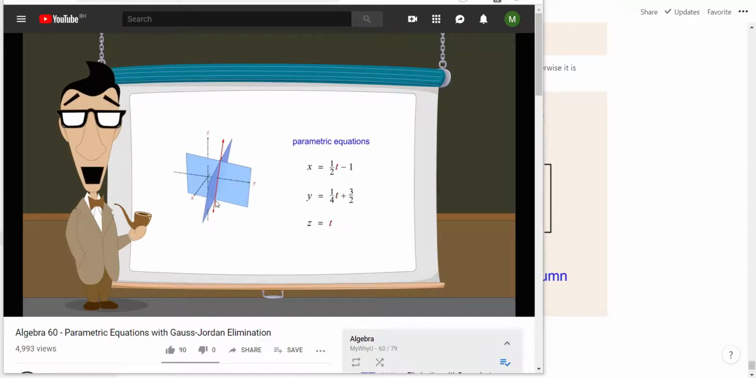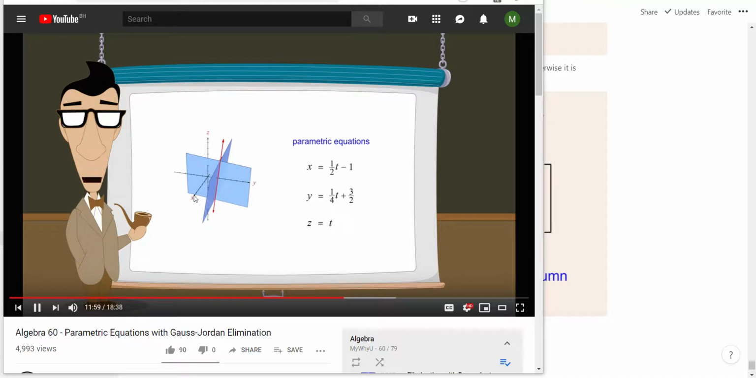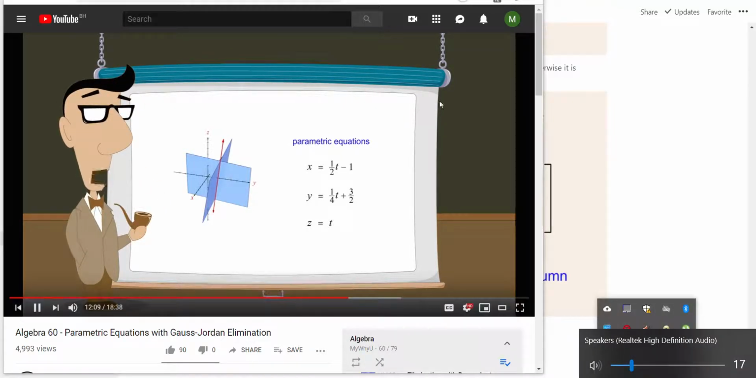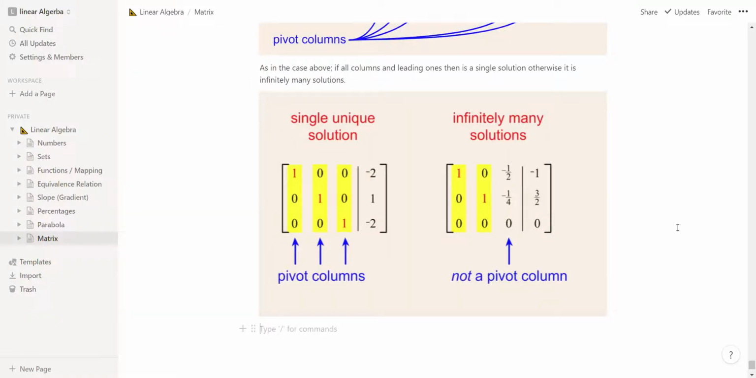As this parameter t varies from negative infinity to positive infinity, each unique value of t produces a unique set of values for x, y, and z. Each set of values is one solution of the system corresponding to one point on the line.